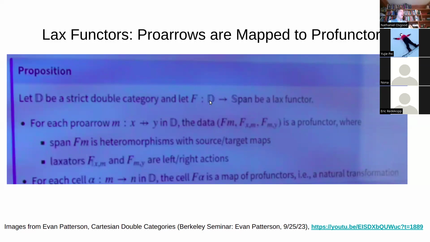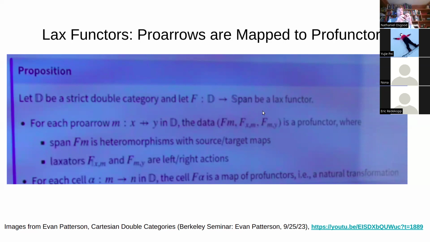We don't just have objects mapping to categories. We don't just have vertical morphisms, which map to functors between categories. We don't just have cells, as neat as those are, which map to natural transformations. No, we have pro arrows as well in this, right? Pro arrows, horizontal arrows. And for each pro arrow in D, we get a pro functor. You may wonder where the pro and the pro arrow came from. Well, the pro functor. Pro arrows turn into pro functors in this set of categories we get out.